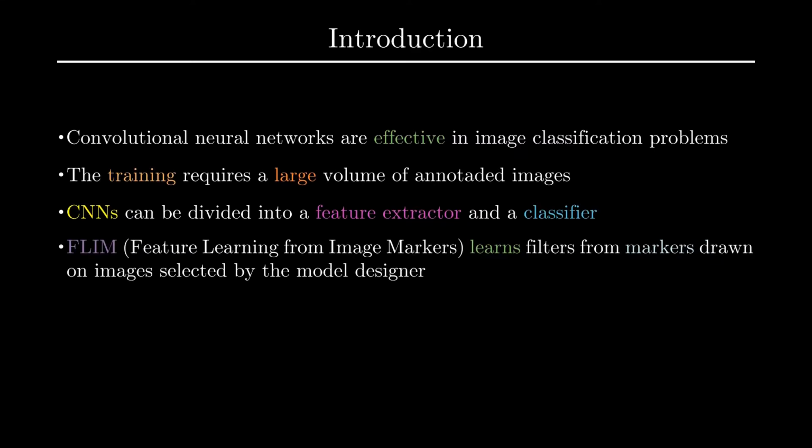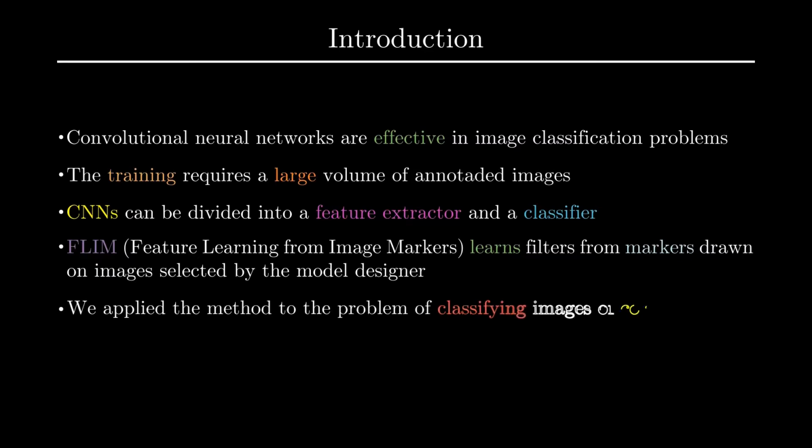In this video, I'll talk about a method that needs a minimum number of images to train CNN's feature extractors. Feature learning from image markers, FLIM, is a method that learns the features from markers drawn on images selected by the model designer, thus allowing more control and understanding of the process. To evaluate the method, we apply it to the problem of classifying images of coconut trees. We compare CNNs with feature structures learned with FLIM with a popular model from the literature.